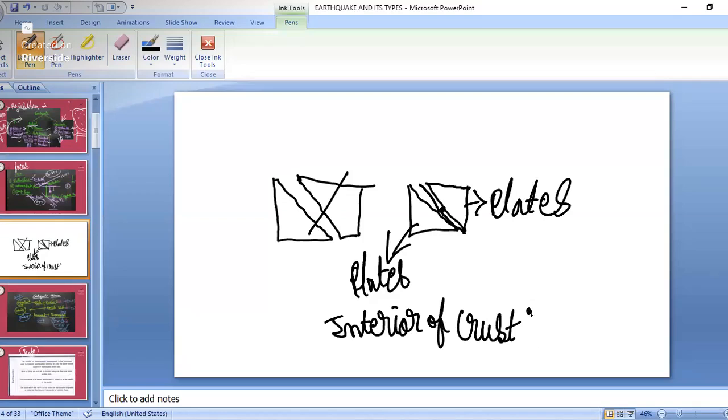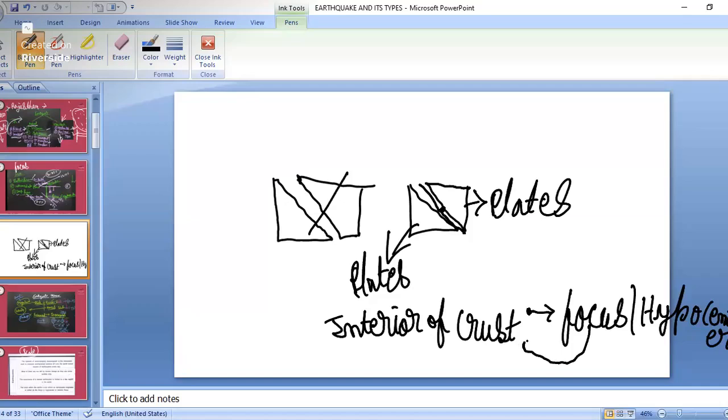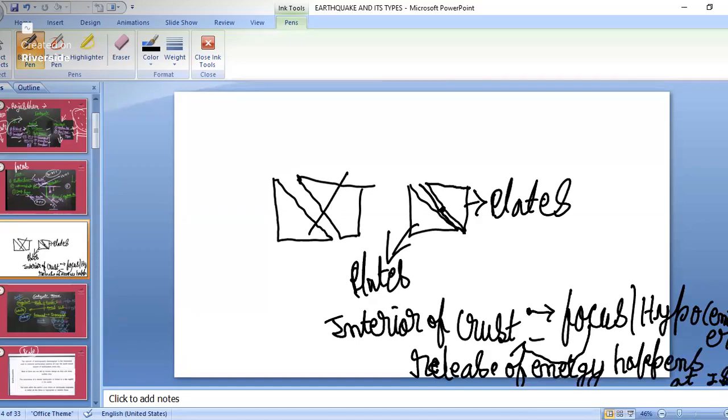Now when we have that release of energy at this particular center, this center will be known as what? Focus. Or we also call this focus a hypocenter. So at the focus, in the interior of the crust, the release of energy happens at first. So remember this particular point.